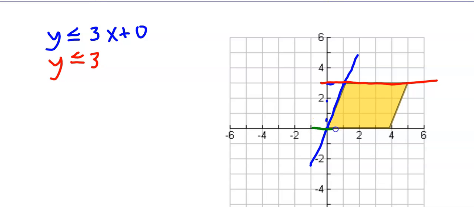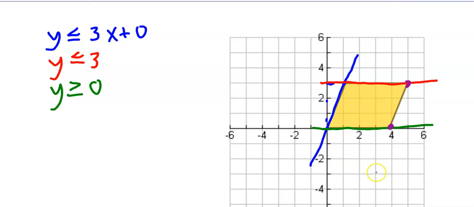And this one, again, not too bad. Again, it's a y line, the y is 0. Shading above, so greater than or equal to. And the toughest one, I think, is this one. So you can see here it's got a slope of positive 3.